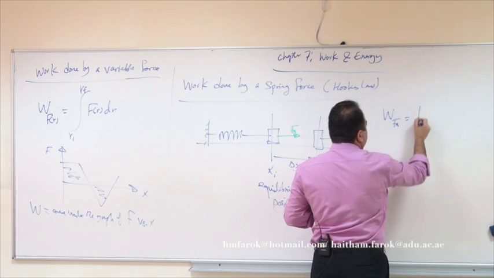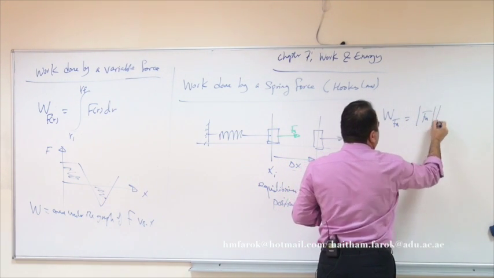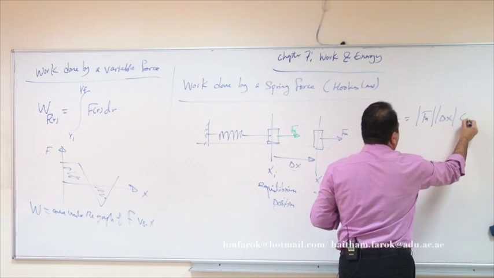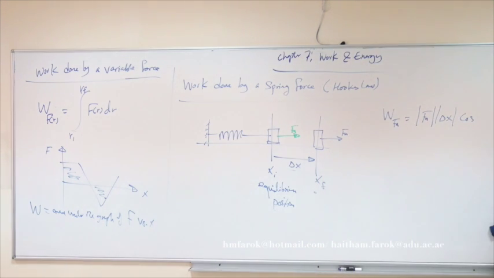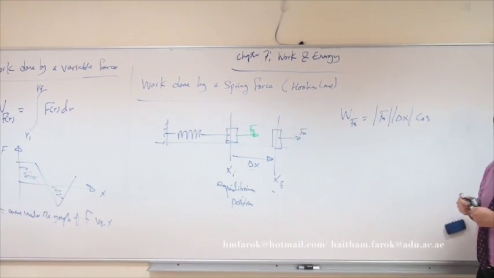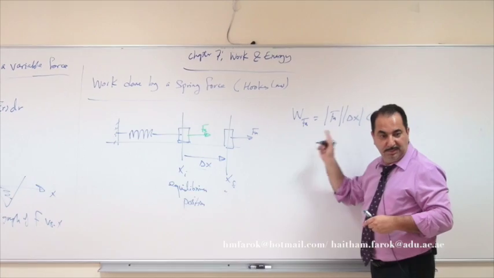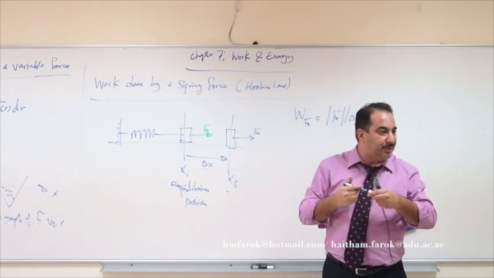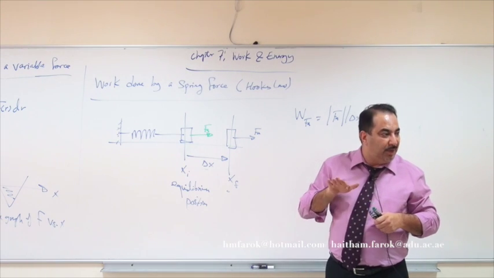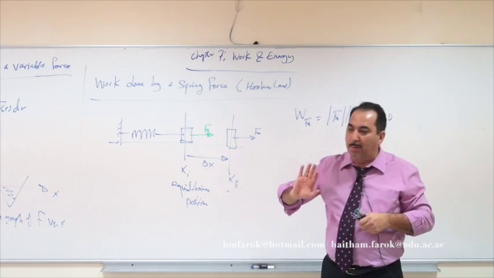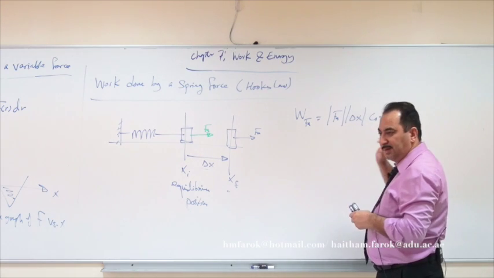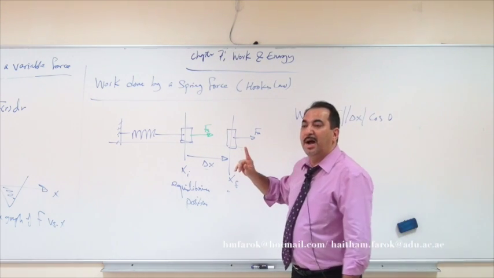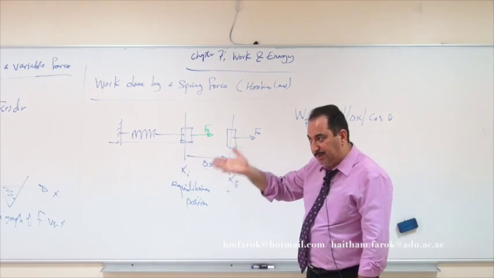W of Fa is the force magnitude, times the displacement of the spring, times cosine of the angle between them. Tell me, what's the angle between them? 0. Always. When you pull a spring or when you compress it, your force makes a 0 degree angle with the extension or the compression. Always. Constant. This is the work done by the applied force.